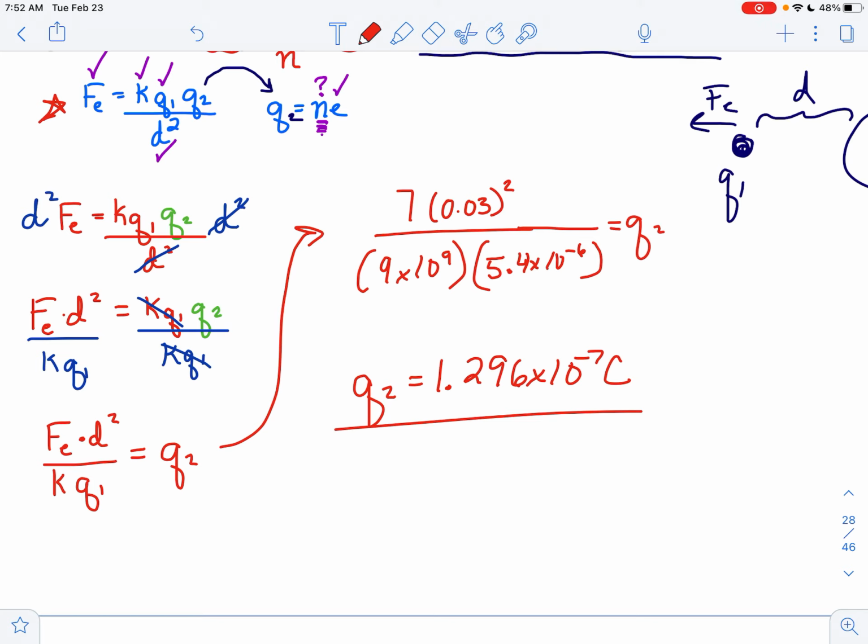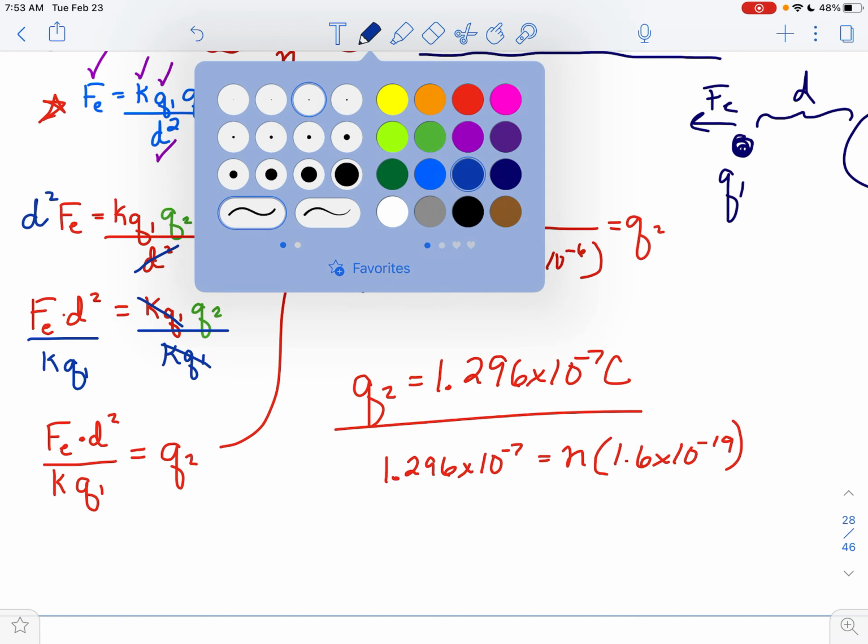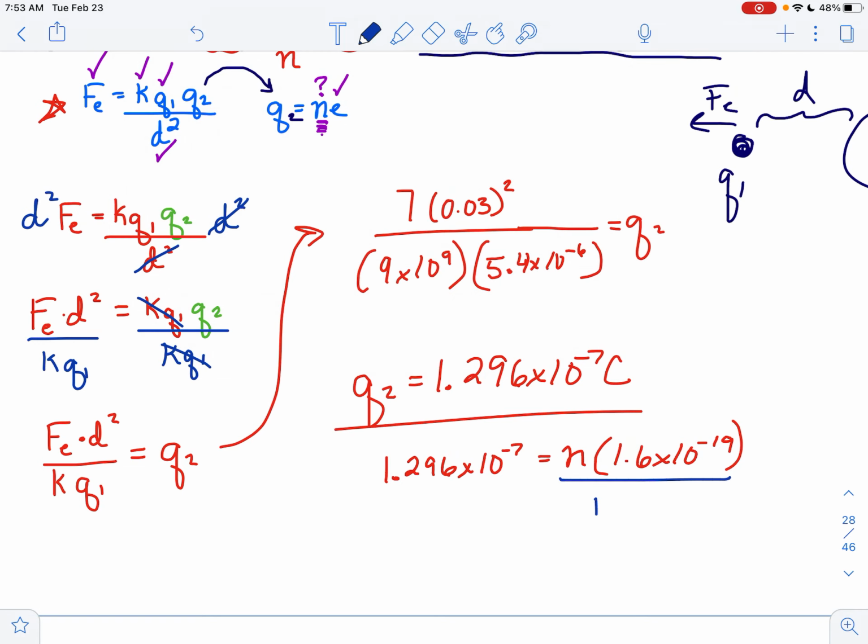So I have Q equals NE. So Q is 1.296. If you round it to like 1.3, that's fine. Times 10 to the minus 7 equals N, what I'm looking for, times 1.6 times 10 to the minus 19. And then I'm going to divide both sides. I'm solving for N, so divide both sides by 1.6 times 10 to the minus 19.